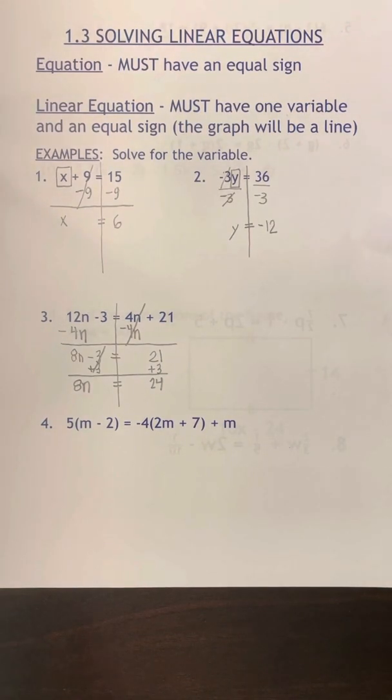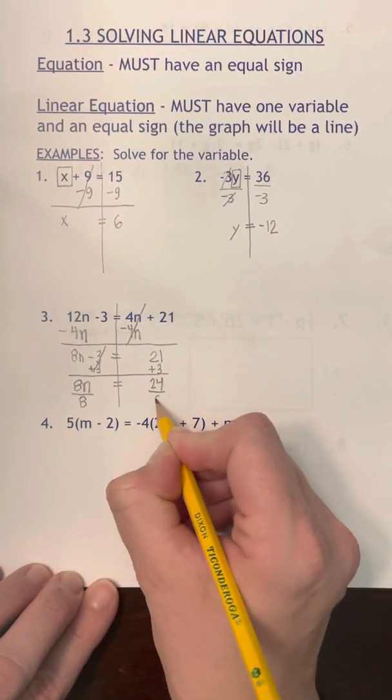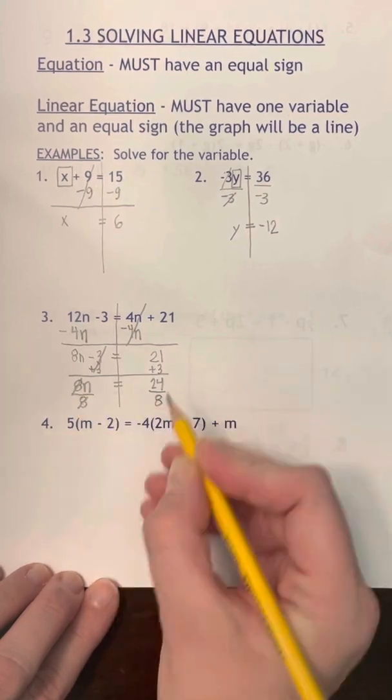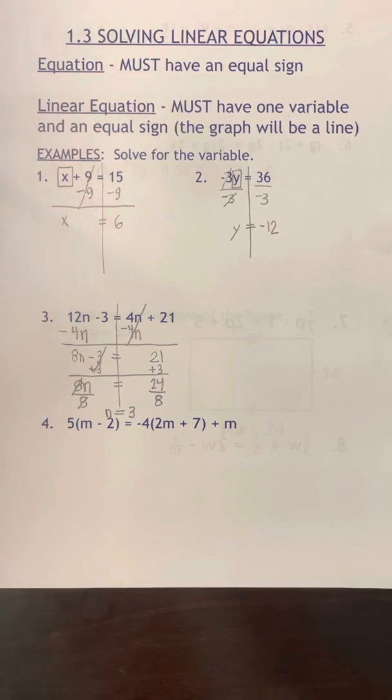I'm almost done. I see 8 and the n joined together by multiplication. So again, the opposite of that is division. I'm going to divide both sides by 8, and I'm going to be left with n equals 3. All right, hopefully we're feeling pretty good so far. Those are some basic problems from pre-algebra.